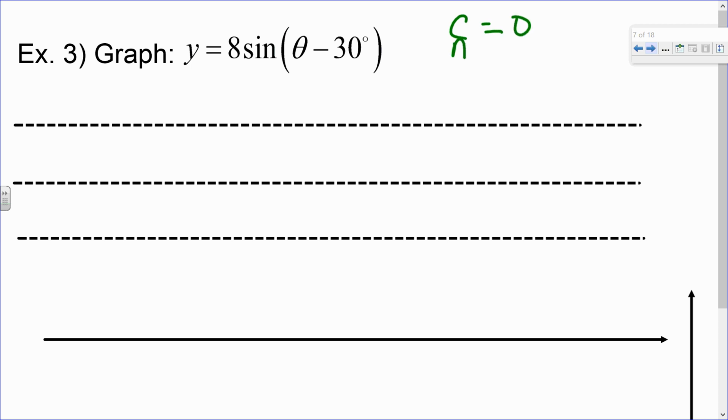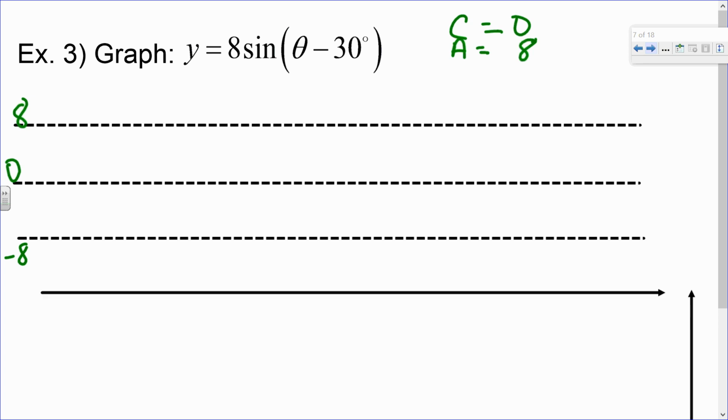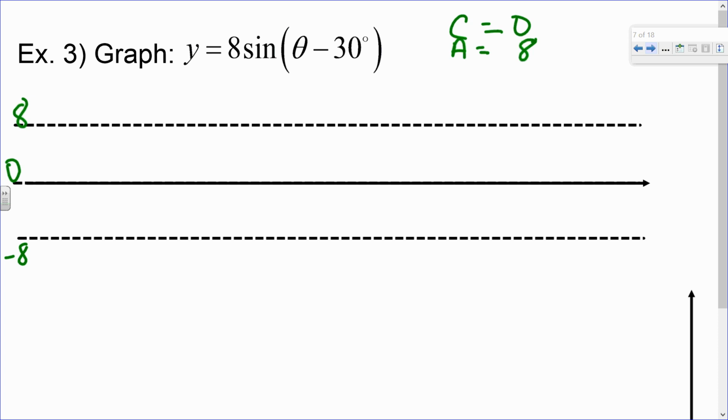What's the amplitude? So I'm going to have 0, 8, and -8. Okay, on this one, I know that my center line is going to be my axis, so I could go ahead and draw it with a solid line if I really wanted to. And that variable is going to be theta.